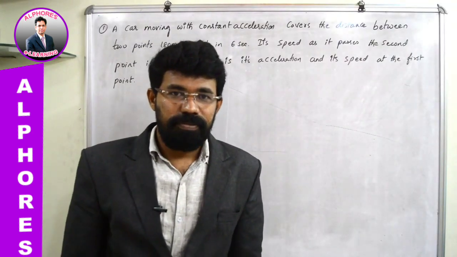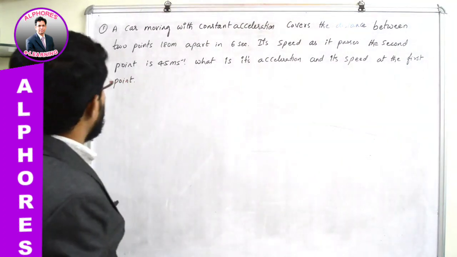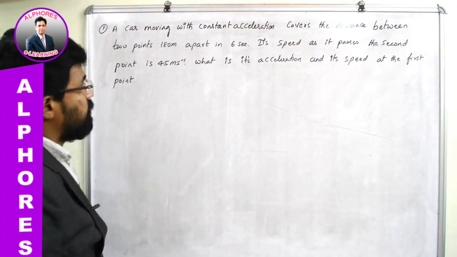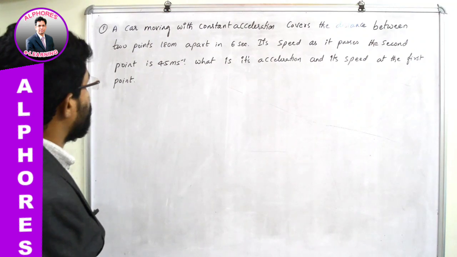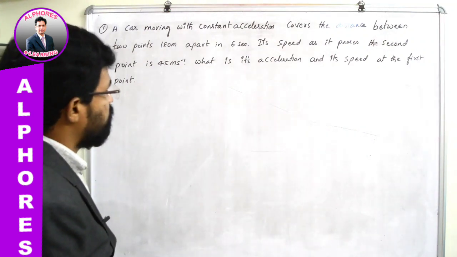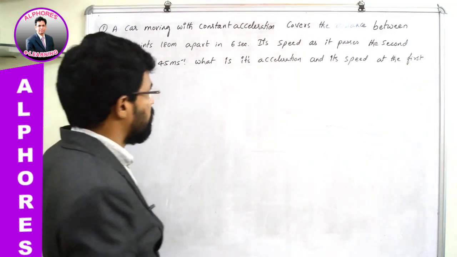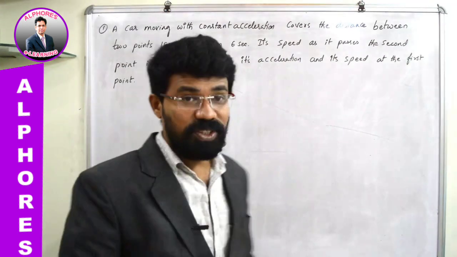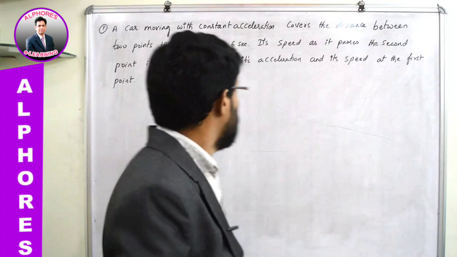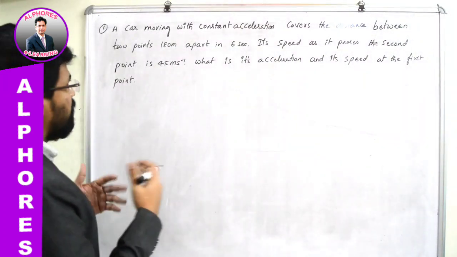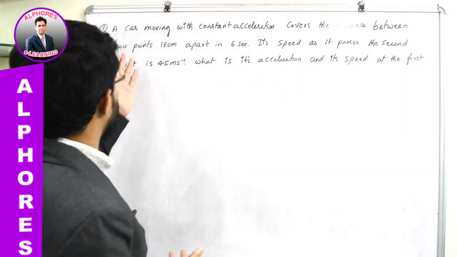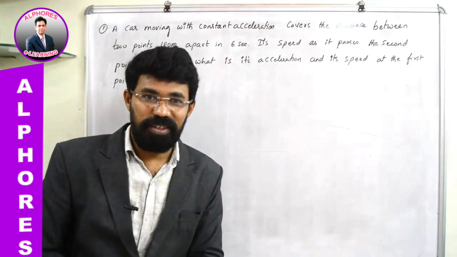Let us have a look at this question. A car moving with constant acceleration covers the distance between 2 points 180 meter apart in 6 seconds. Its speed as it passes the second point is 45 meter per second. What is its acceleration and its speed at the first point? At the first point or at the last point, the acceleration will be same, because it was said that the car is moving with constant acceleration.